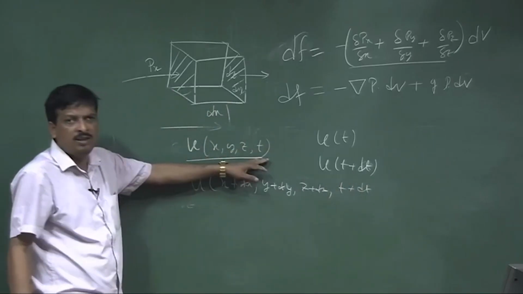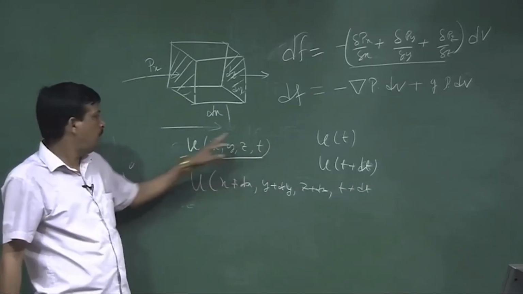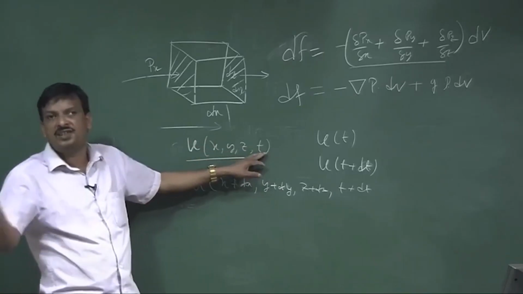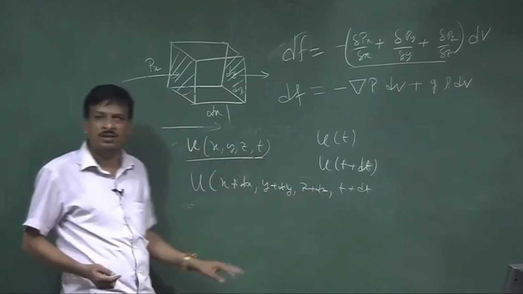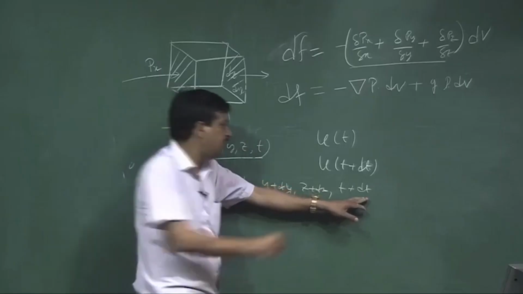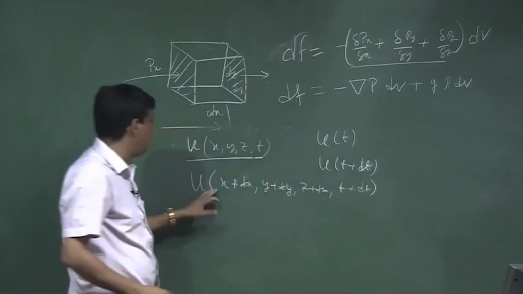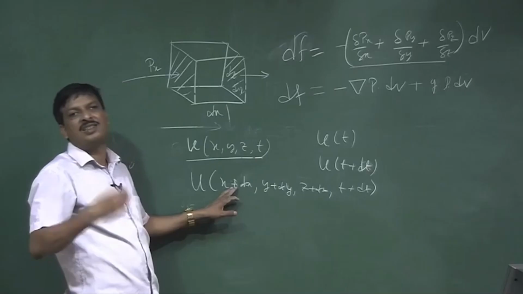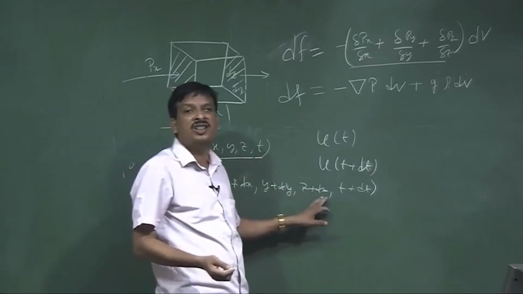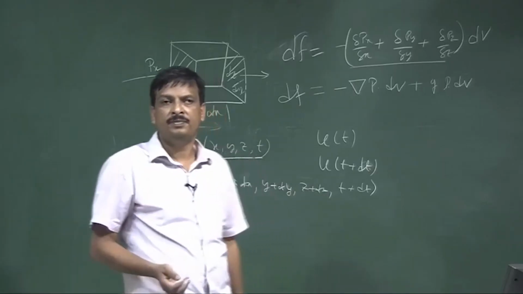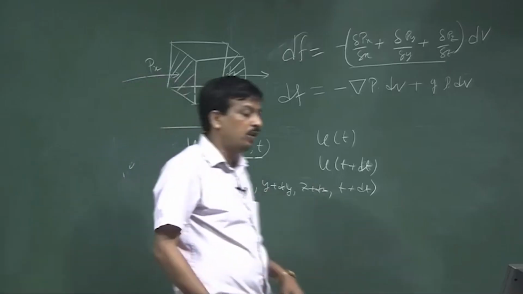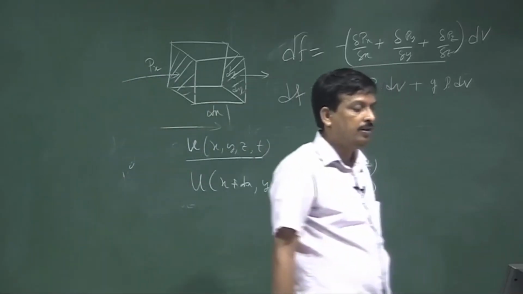If the particle changes with respect to time, particle velocity u is a function of x, y, z, t. If t changes, then x, y, z also change. So, at t equal to t plus dt, I will get a new particle velocity. Let dx be the change in x direction, dy the change in y direction and dz the change in z direction. So, the new u is u at x plus dx, y plus dy, z plus dz.